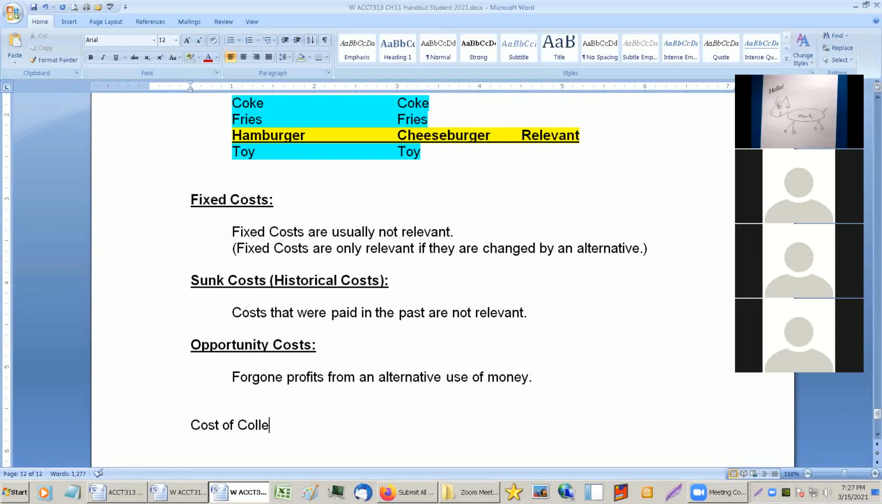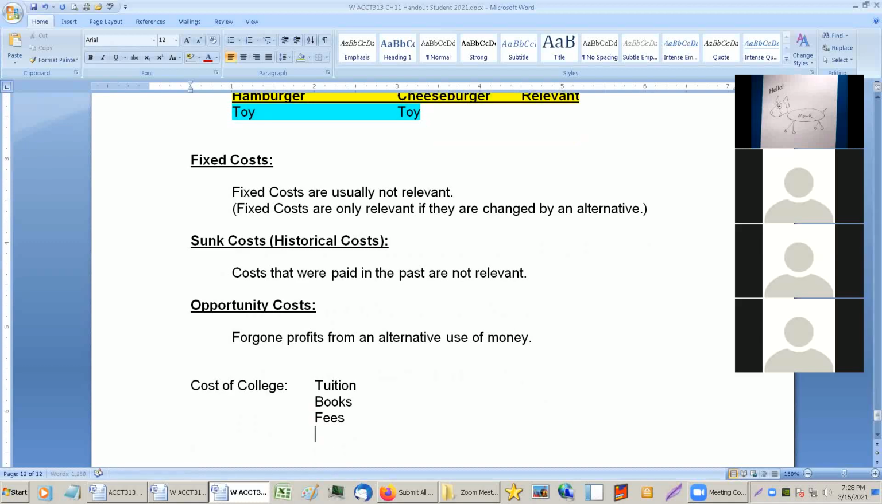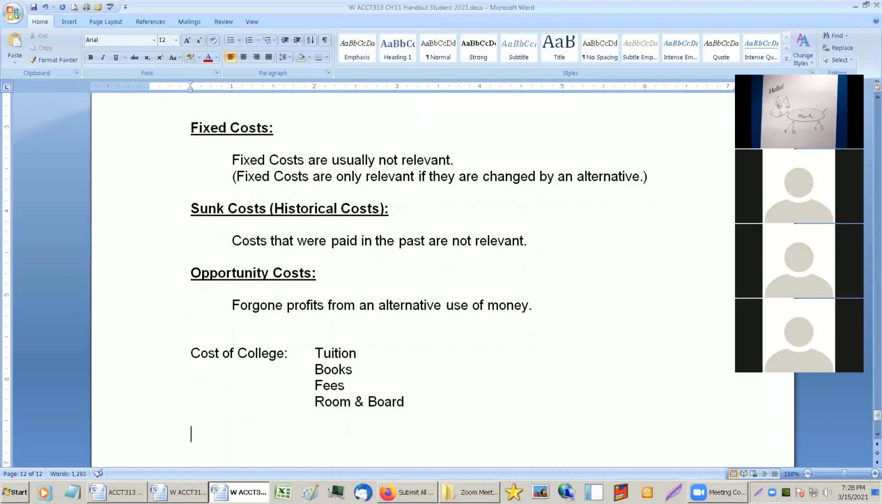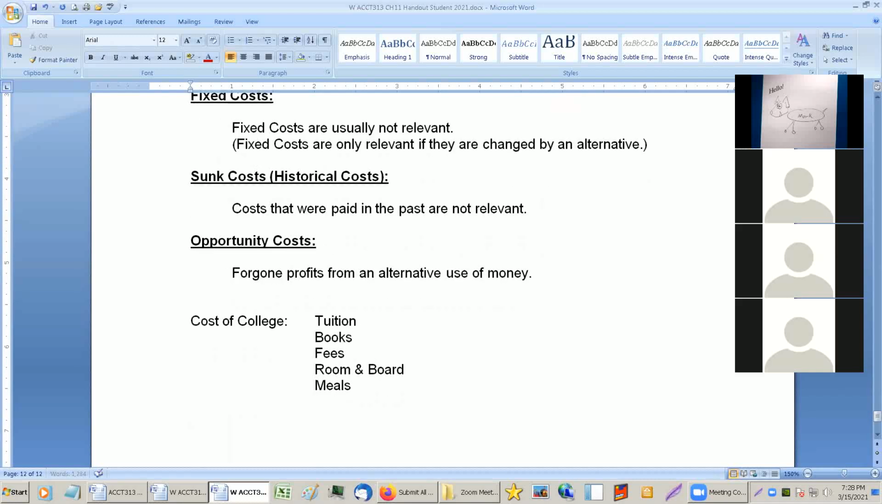All right, let's see, you have tuition, books, probably some fees in there for fun, room and board, meals. Okay, so these are normal things that you would think about for the cost of college.